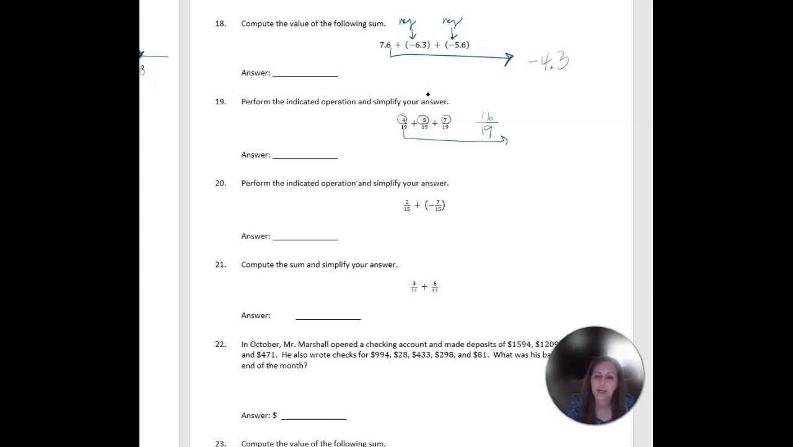This one, you're going to find the difference. So what's the difference in 2 and 7? Because 2 is positive and 7 is negative, the difference is 5, and then you take the sign of the larger digit. Since 7 is the larger digit, I take that negative, and the 15 remains the same. I have to reduce that, and the answer is negative 1/3.